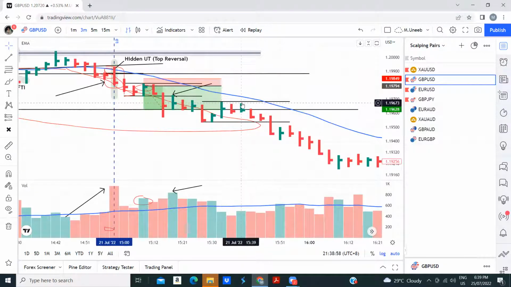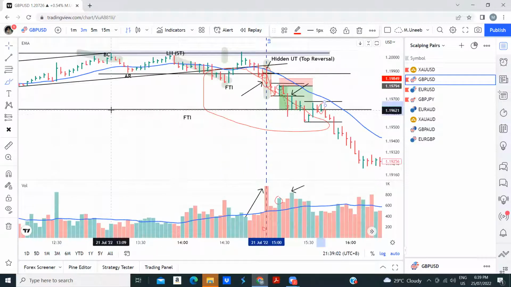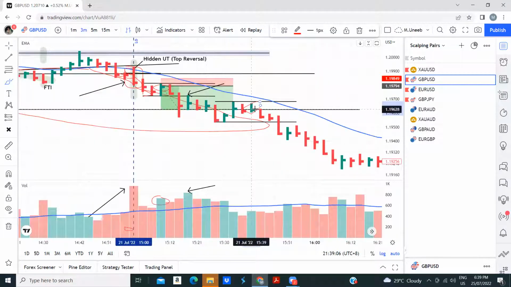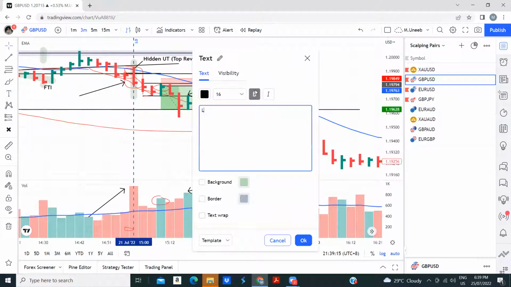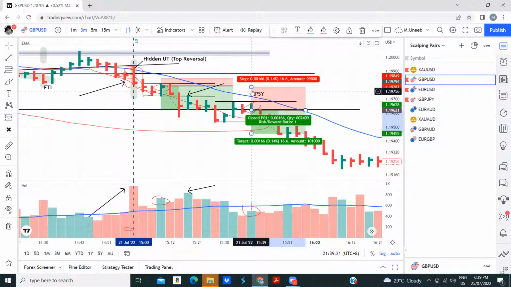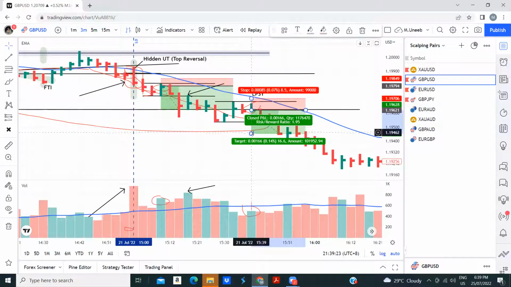All right, this is the first point, second point, and this point is of a huge volume, and it comes directly at the FTI line, this overnight low. This bar comes directly, and what we see here is effort versus no result. So this becomes LPSY, last point of supply. When this becomes the last point of supply, we can take the trade very easily right over here, placing a stop loss here, and go for another 2R.